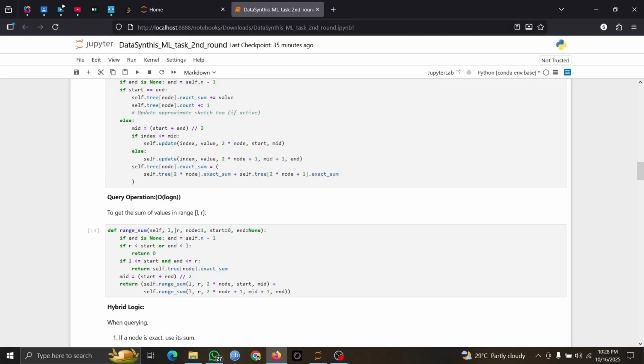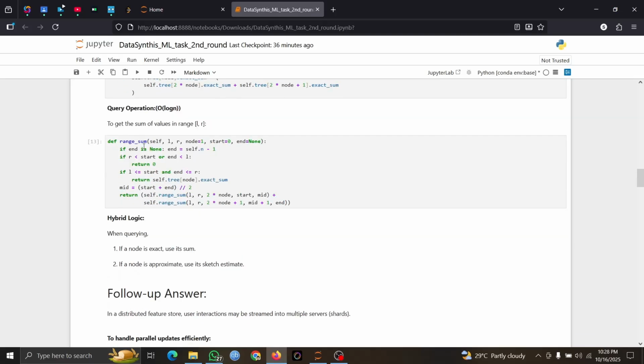Now let's move on to the query operation here, which is also performed in order of log n time complexity. This function computes a range sum query in a segment tree. The range is from left to right, as I indicated, and I have also used this function recursively here because I need to traverse the tree segments and handle overlapping and non-overlapping parts.